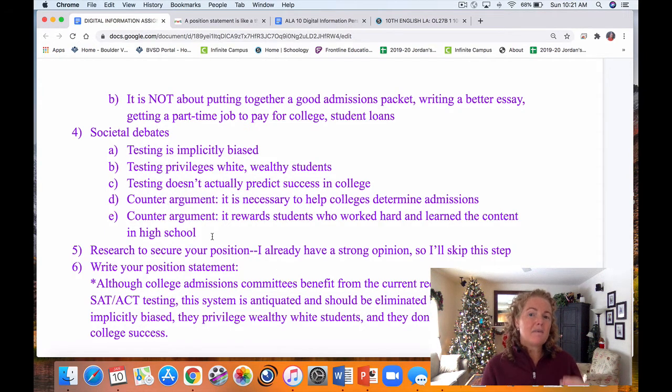So it is not about putting together a good admissions packet, although that could make a nice essay. It's not about how to write a better essay. It's not about getting a part-time job to pay for college. It's not about whether or not we should acquire student loans. My paper's not going to be about anything like that. It's just going to be the admissions test and the questions I ask about that test.